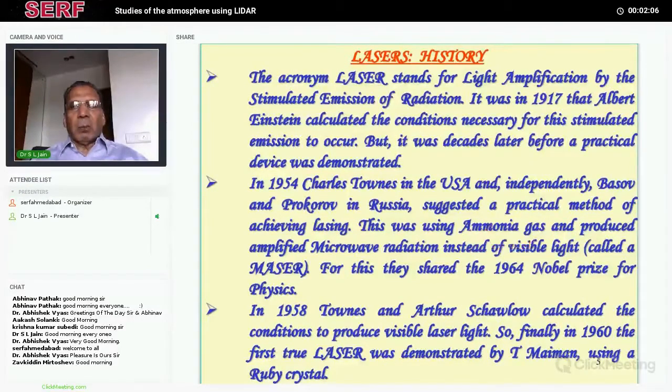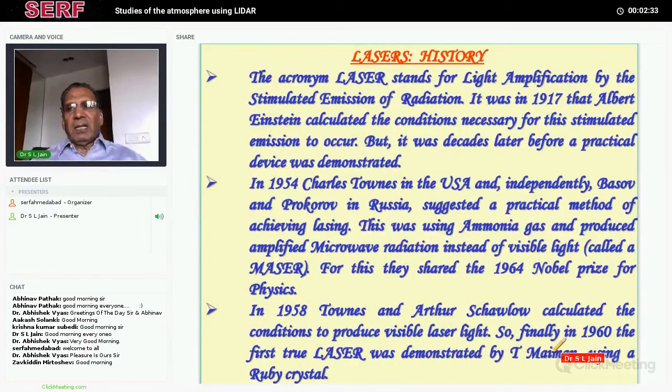This was using ammonia gas and produced amplified microwave radiation instead of visible radiation, and it was called maser instead of laser. For this they received their Nobel Prize in 1964 for physics. In 1958, Townes and Schawlow calculated the conditions to produce visible laser light.